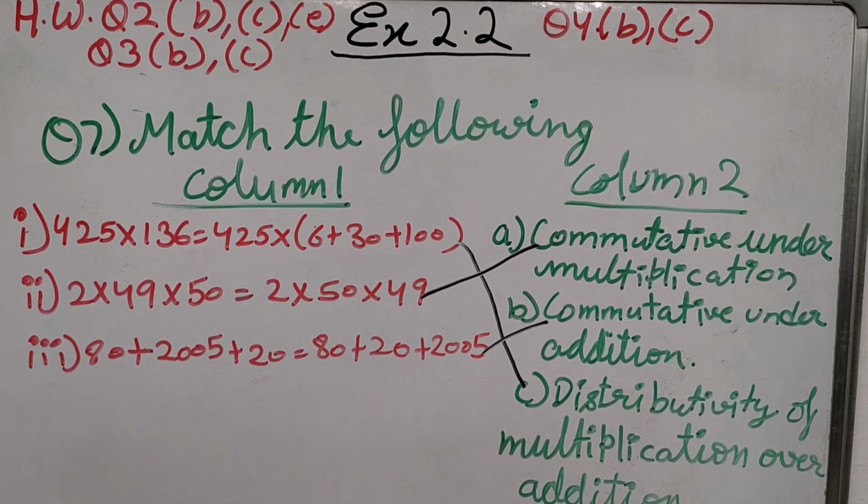So exercise 2.2 is finished. Your homework is question number 2, part B, C and E, question number 3, part B and C, question number 4, part B and part C.